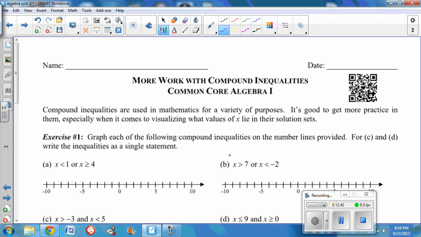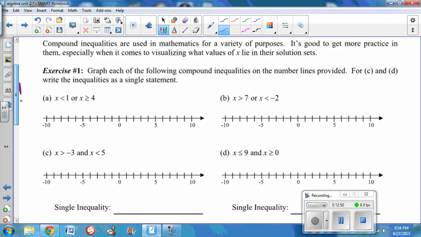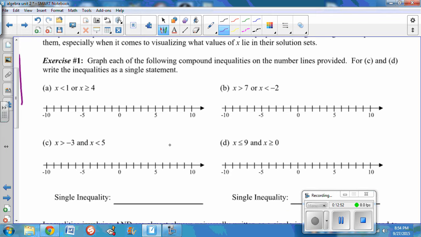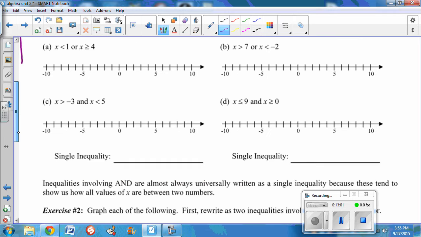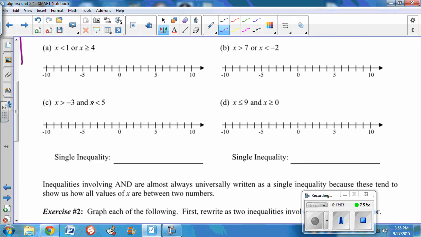Okay. So some more work with inequalities, compound inequalities. And let's see what this first one says. Okay. Graph each compound inequality on the number lines provided. For C and D, write the inequalities as a single statement. Well, I want to start with C and D. Okay. So I'm going to graph this.